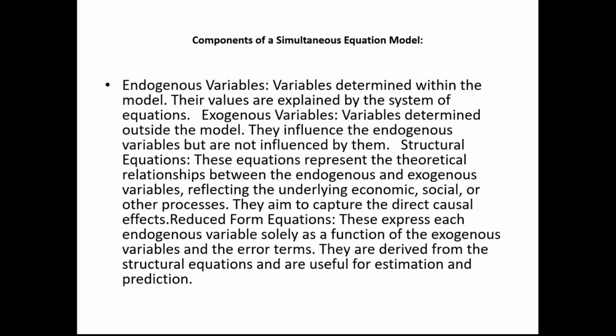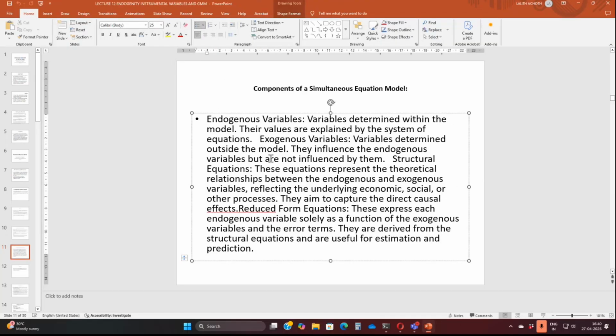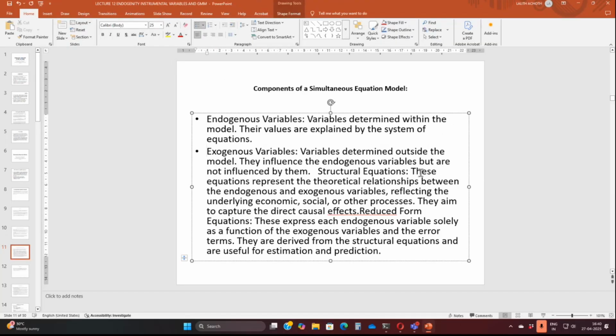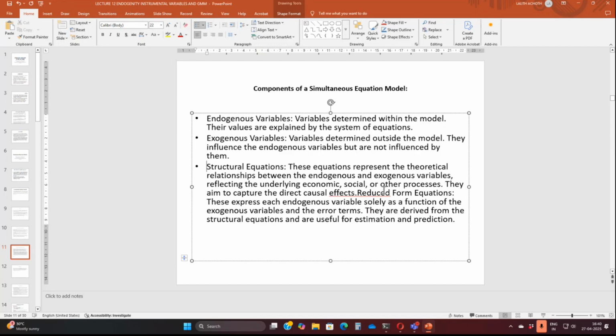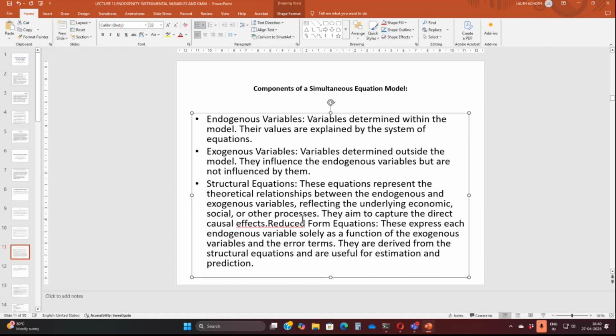So what are the components of a simultaneous equation model? The first and foremost is the endogenous variable: variables determined within the model, within the system. Then you have the exogenous variables, which are strictly exogenous in the sense that they are decided outside the system, and they are considered to be exogenous variables.